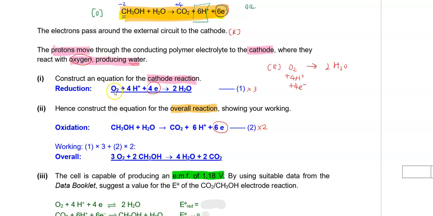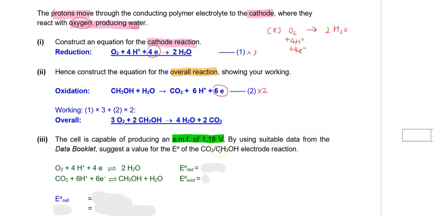So you have 3O2. The 12H+ over here will cancel with this 12H+. Electrons will cancel out. Then 2CH3OH. In this case, you have 6 water here, you have 2 water here, and therefore you end up with 4 water over here and 2 CO2 because times 2 to CO2. So this is how you get the overall equation.